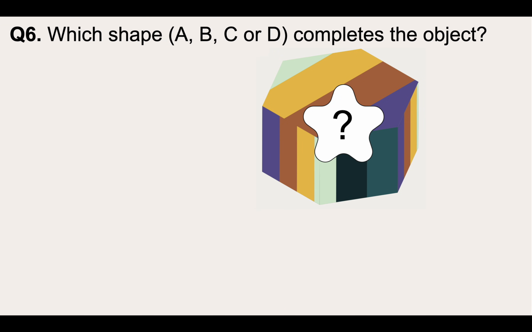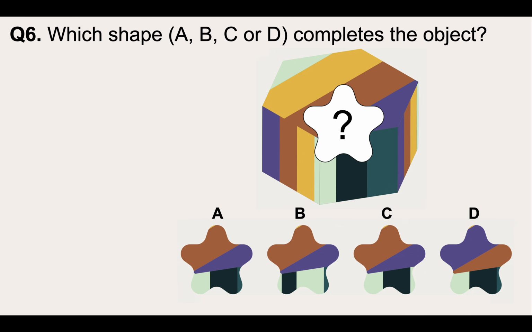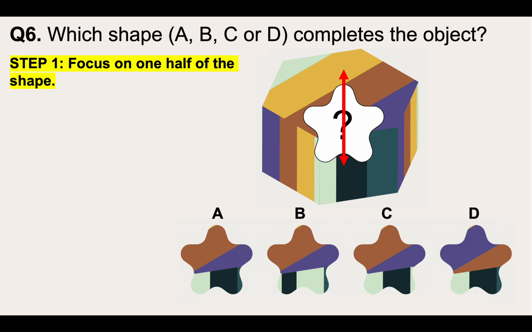Question number 6. Which shape, A, B, C or D, completes the object? Okay, here we go. Step number 1. My advice is to focus on just one half of that shape. So I'm going to focus on the right-hand side of that red line. I'm just going to focus on that side, not the whole lot of that missing shape, just the right-hand side.